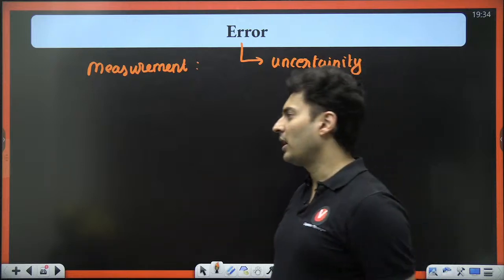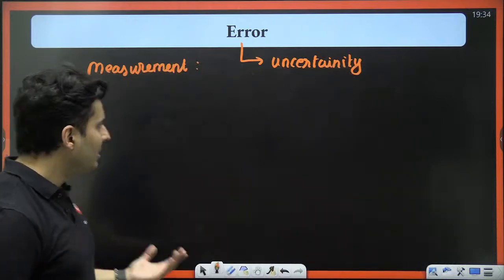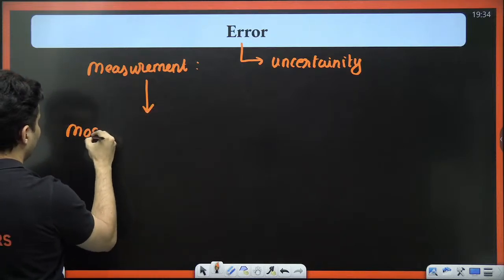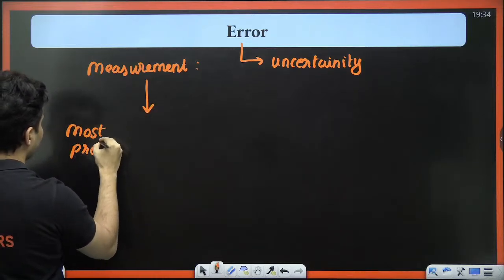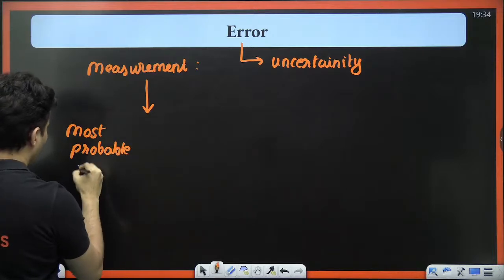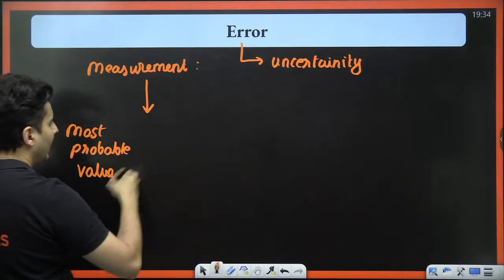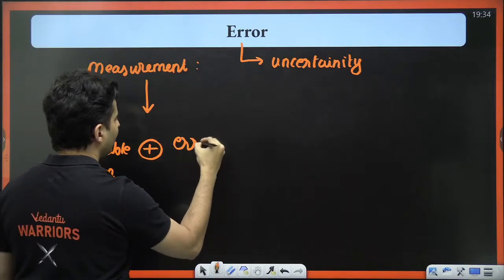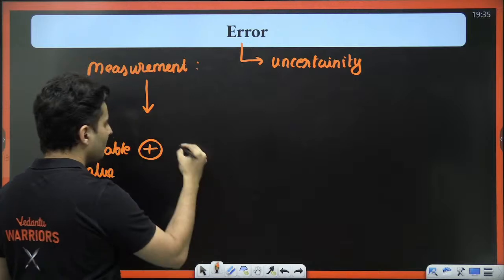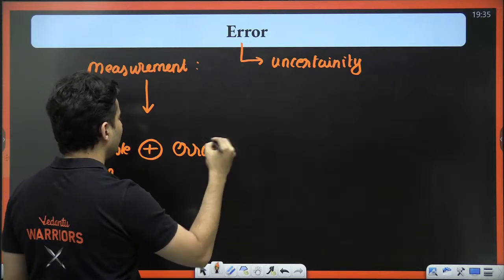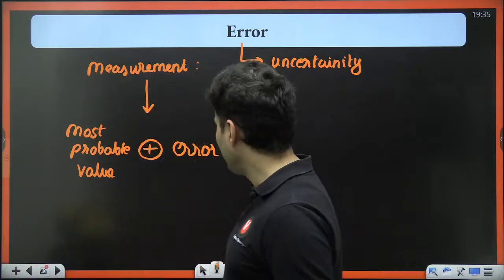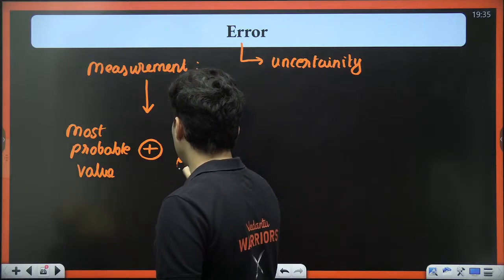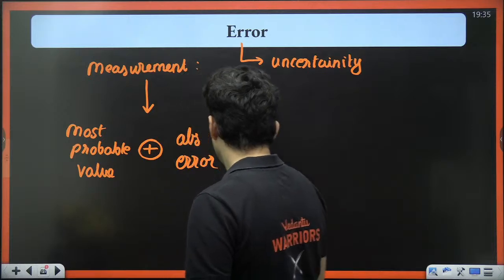We take it for granted. So any measurement that you do will always have your most probable value, and also it will have the error in the reading. It will also have the error margin which is there. This is also called the absolute error.